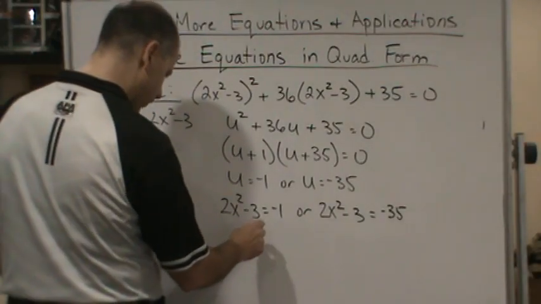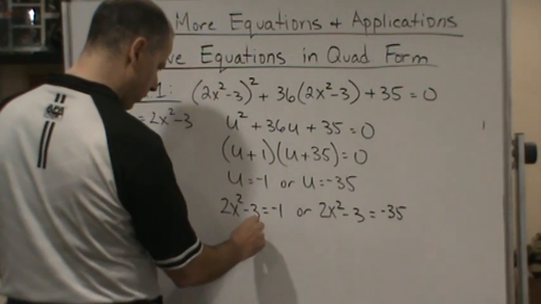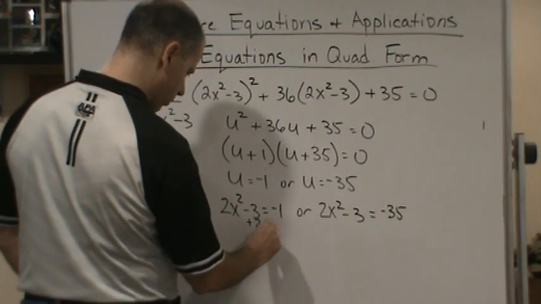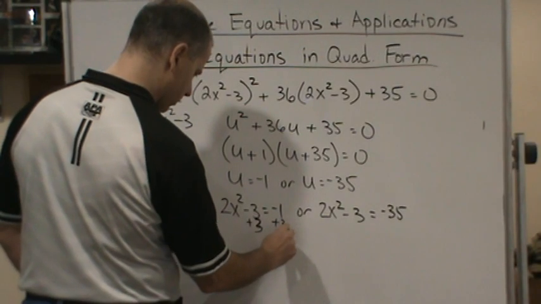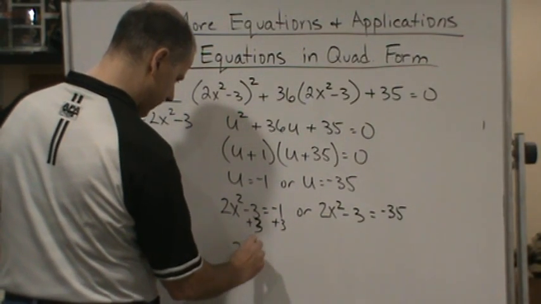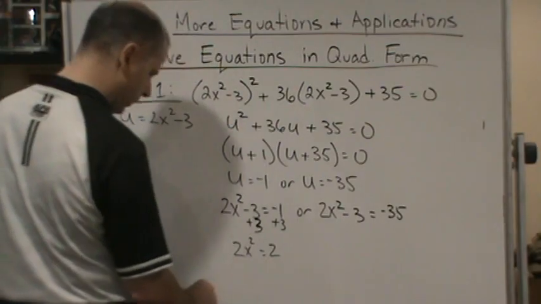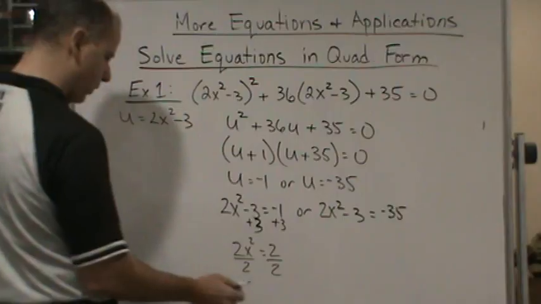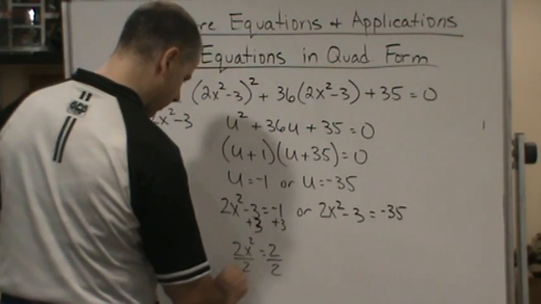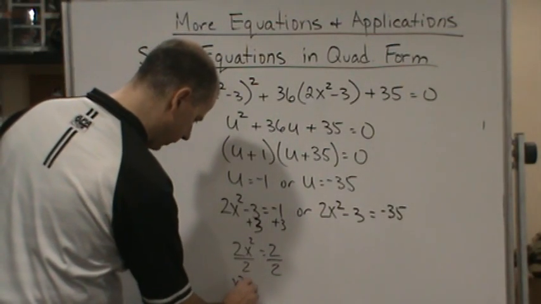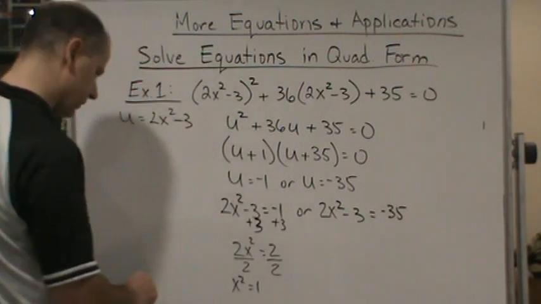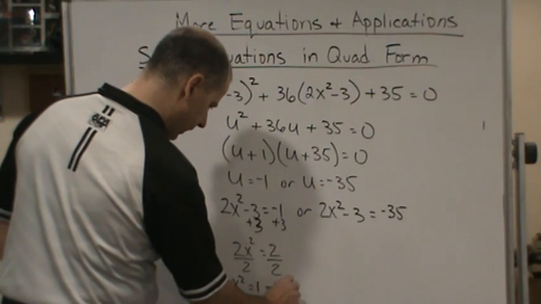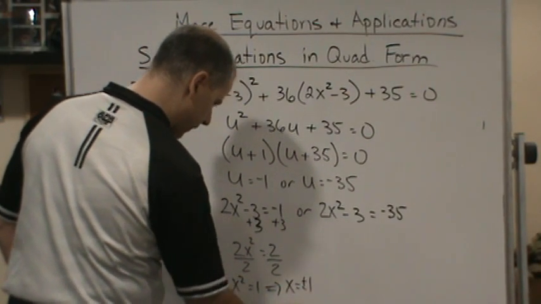Okay, so now for this one I'm going to add 3 to both sides. So I'm going to get 2x squared equals 2. And so if I divide both sides by 2, I get x squared equals 1. Okay? So x squared equals, no, hold on. Is there 1? Yes, equals 1, which is going to give me x is equal to plus or minus 1.